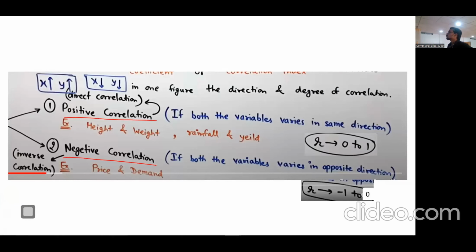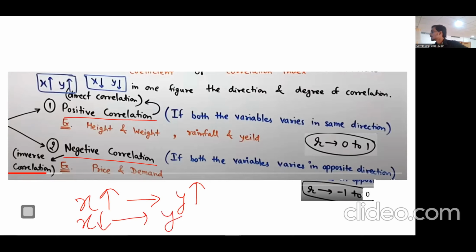Positive correlation means both the variables vary in the same direction. Means if X is increasing, then Y should also increase. This means they are in the same direction. Or if X is decreasing, then Y should also decrease. For example, if a person's height is increasing, means if he's growing, then normally his weight also increases. So height and weight show positive correlation. Or, greater the rainfall, more is the yield of the crops. Positive correlation.